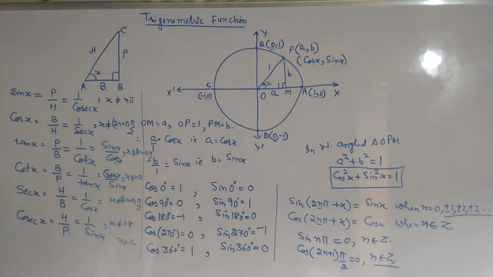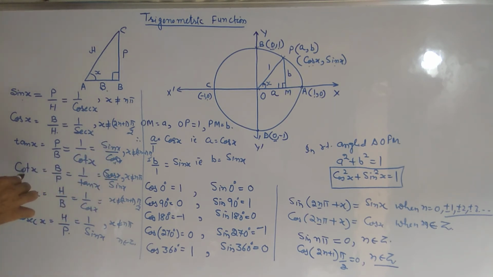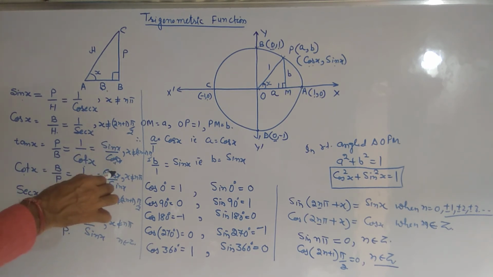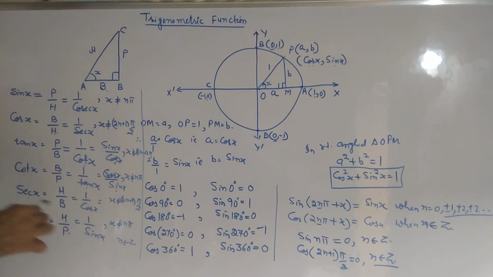So these are the trigonometric functions we must understand. Sin x is 1 upon cosec x, cos x is 1 upon sec x, and tan x is 1 upon cot x, or sin x upon cos x. Cot x is equal to 1 upon tan x, or cos x upon sin x. Sec x is 1 upon cos x, and cosec x is 1 upon sin x.